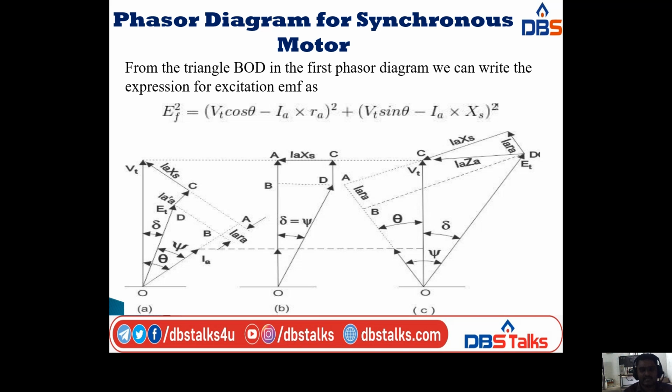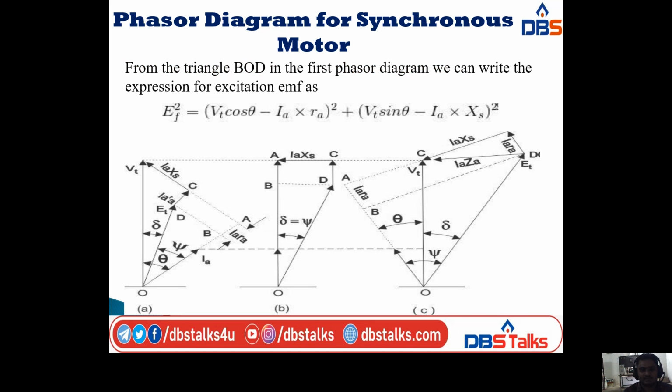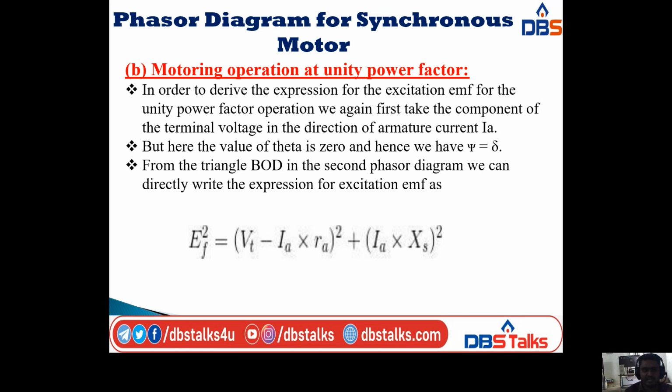That's why I am not showing the Vt line in the second and third diagram. Only I am taking the differences. In the unity power factor, the value of theta is 0. There is no phase difference, that means Vt and Ia are in the same direction. Those are in phase. That's why there is no phase difference between Vt and Ia, and the angle theta is 0.